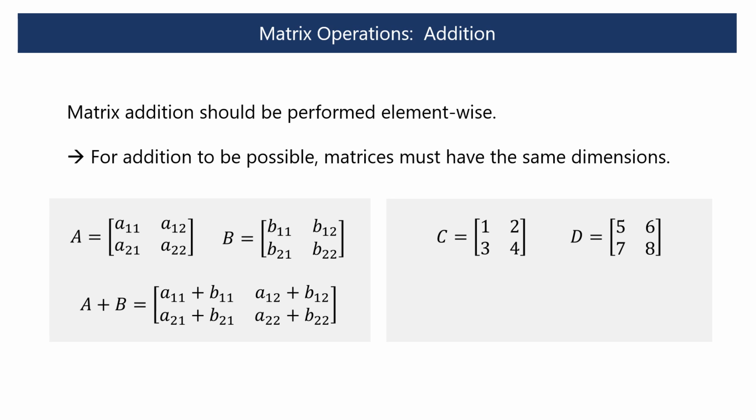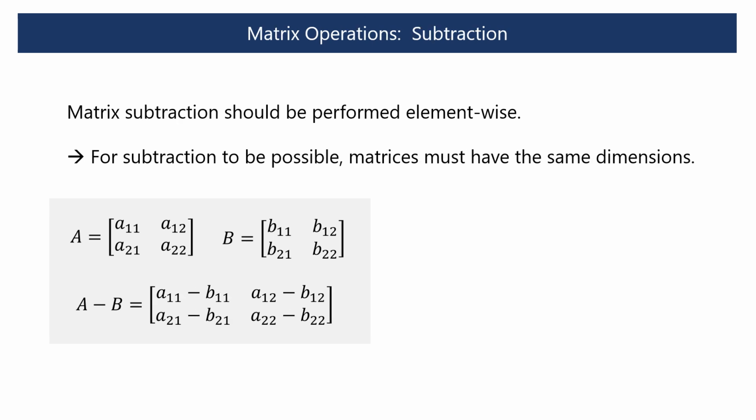For example, suppose we have the matrices C and D, consisting of these elements. If we add these matrices, we can obtain this matrix. Similarly, matrix subtraction should be done element-wise. The matrices must have the same dimensions for subtraction to be possible.